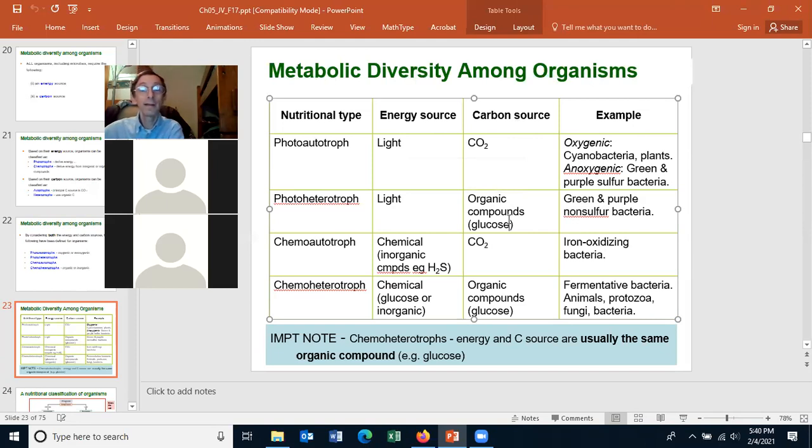No questions? Then let me state that for most chemoheterotrophs, both the energy source and the carbon source are usually the same organic chemical compound, such as glucose. And for us, and for animals, that's always the case. But for the chemosynthetic bacteria, it's not the case. But that's only a few of the chemoheterotrophs. For most of the chemoheterotrophs, they get both their energy needs and their carbon needs from the same molecule. Okay? Any question about any of that?